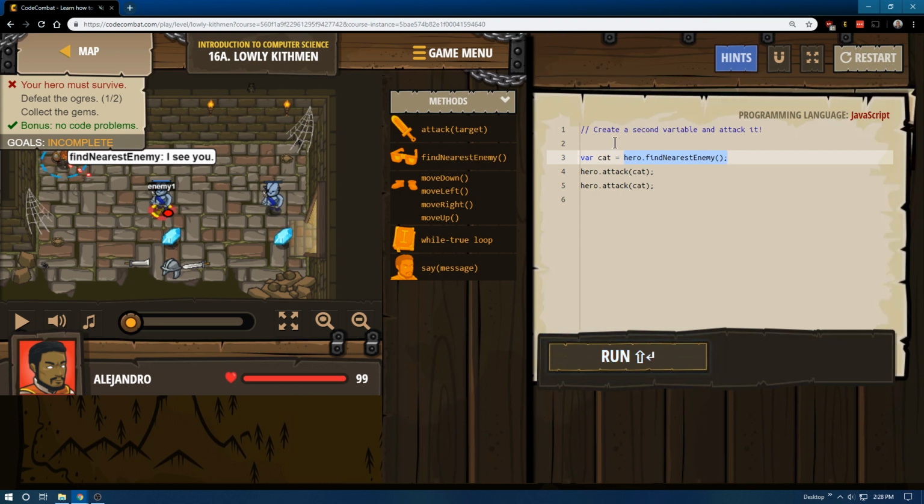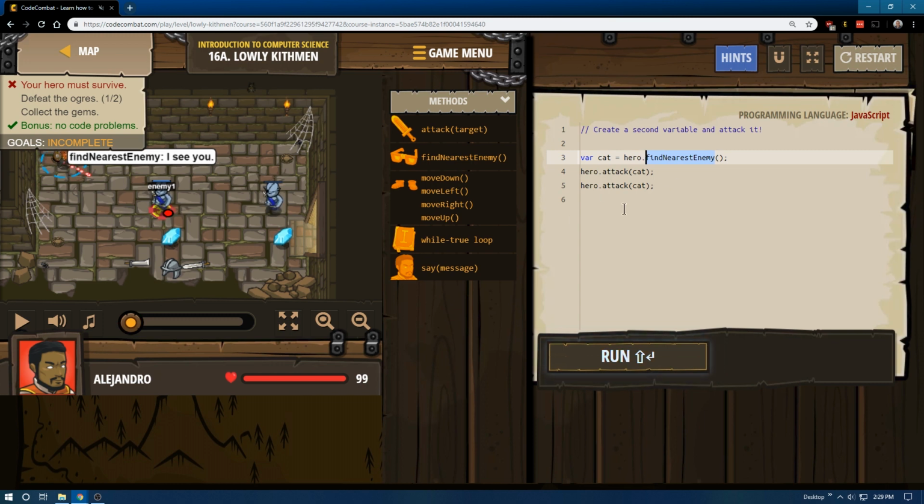Just like math, sometimes you'll have x plus 3 equals 4, and that would mean x equals 1. This is a variable like that. This could be x even. Instead of representing a number, hero.findNearestEnemy represents the enemy closest to our hero. So that takes care of him.